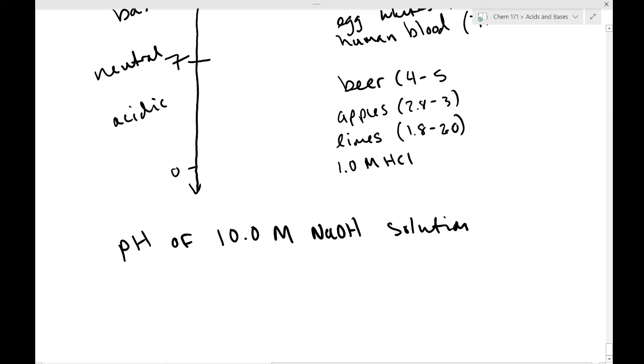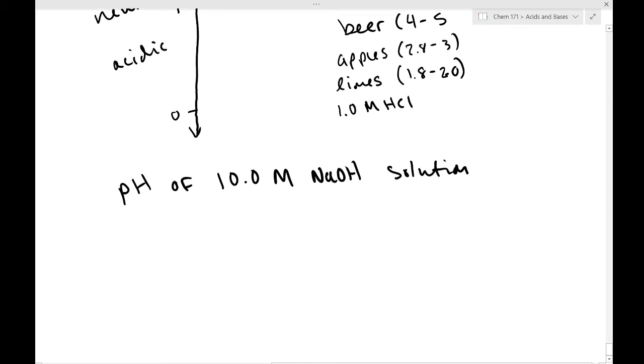Okay, so we have 10 moles per liter of sodium hydroxide in solution, right? If we put solid sodium hydroxide in solution, it's going to completely dissolve into sodium and hydroxide, yeah?